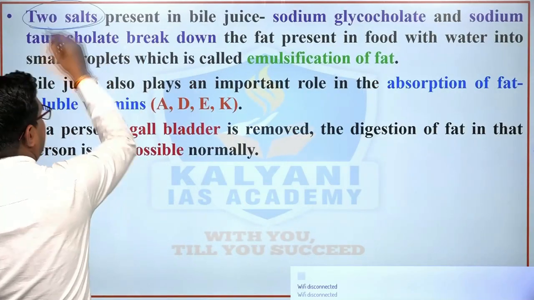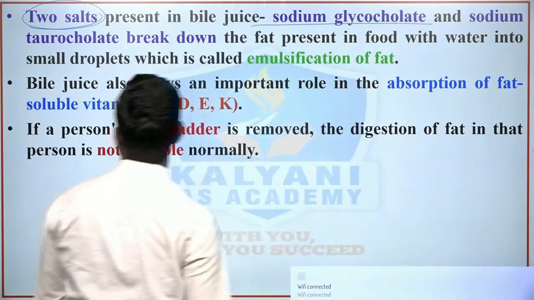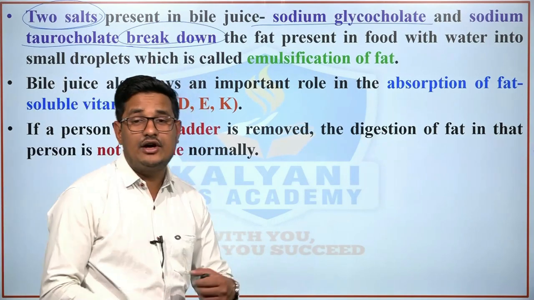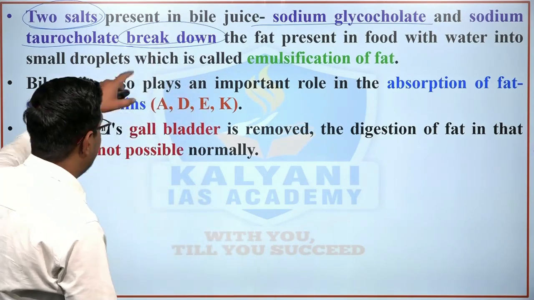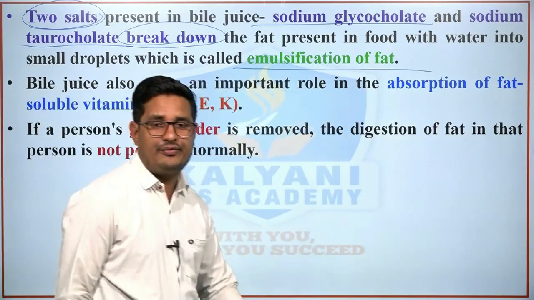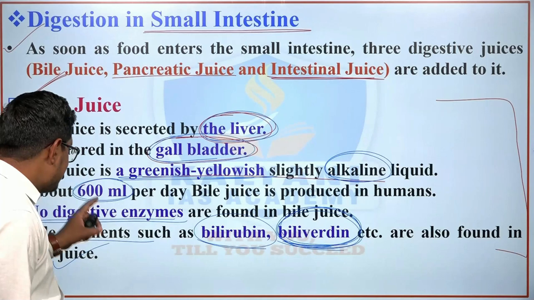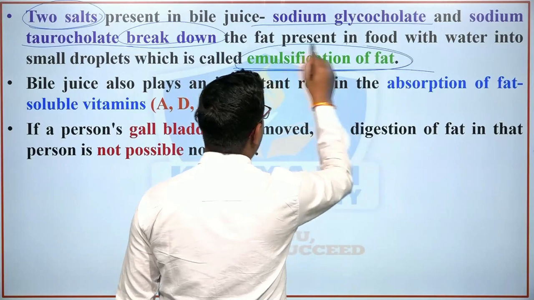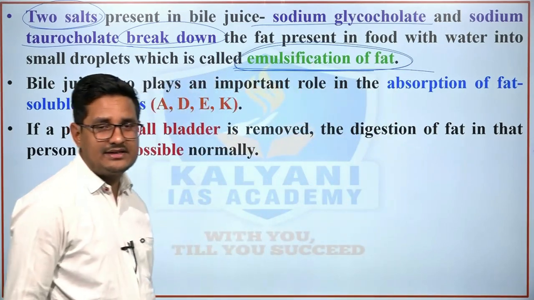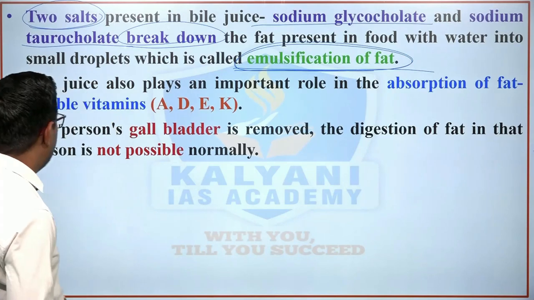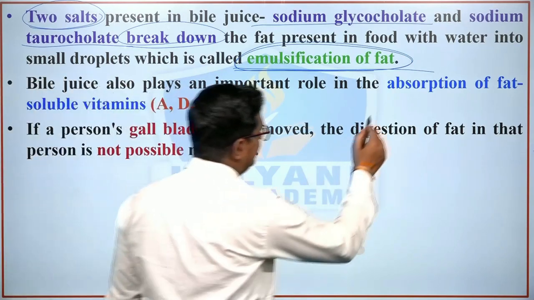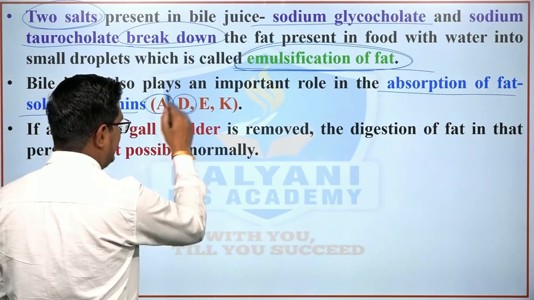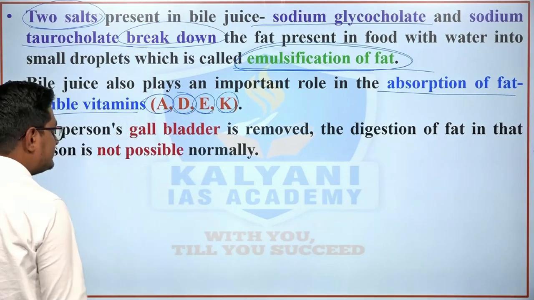And two salts are present. First is sodium glycocholate and sodium taurocholate, and these salts break down the fat present in the food with the water into small droplets, which is known as emulsification of fat. Right? So which means that this bile juice is important for the emulsification of fat. You have to keep this fact in your mind. Right? Fat ke emulsification ke liye bile juice responsible hota hai. Bile juice also plays an important role in the absorption of fat soluble vitamins. For example, vitamin A, vitamin D, vitamin E and K.